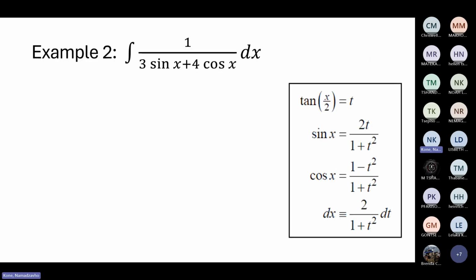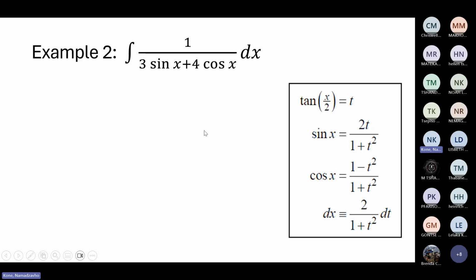I took an example that is in the book. It is example 2, and it looks like 1 over 3 sine x plus 4 cos x. And the toolkit has been updated, the way I have explained before. Our tan of x over 2 is equal to t. Our sine x is equal to 2t over 1 plus t squared. Our cos x is equal to 1 minus t squared all over 1 plus t squared. Our dx is equal to 2 over 1 plus t squared.